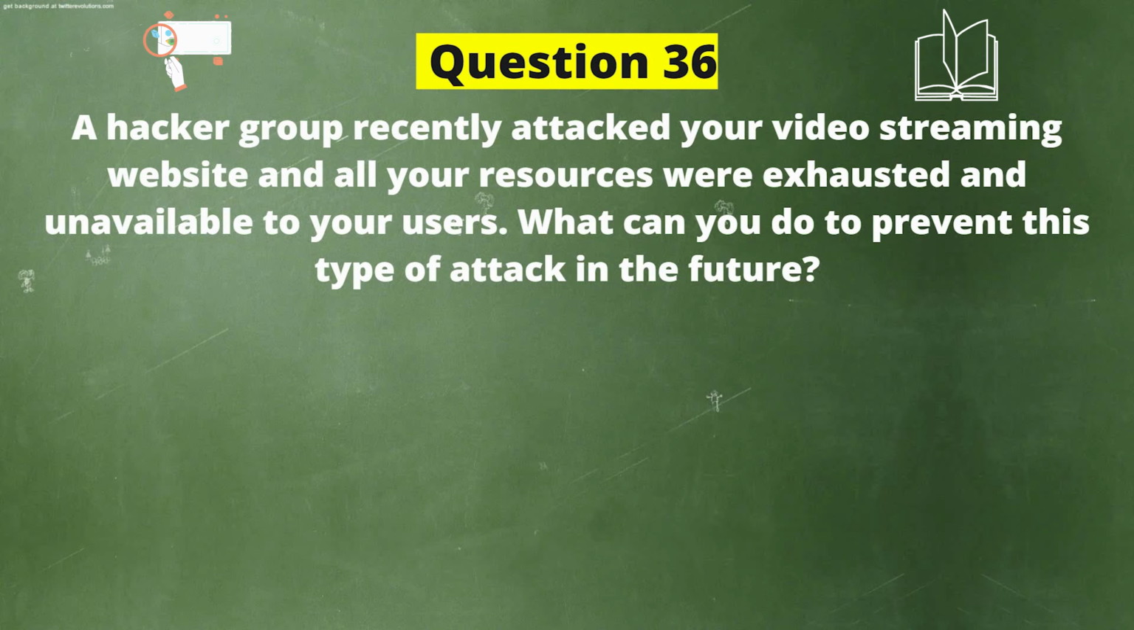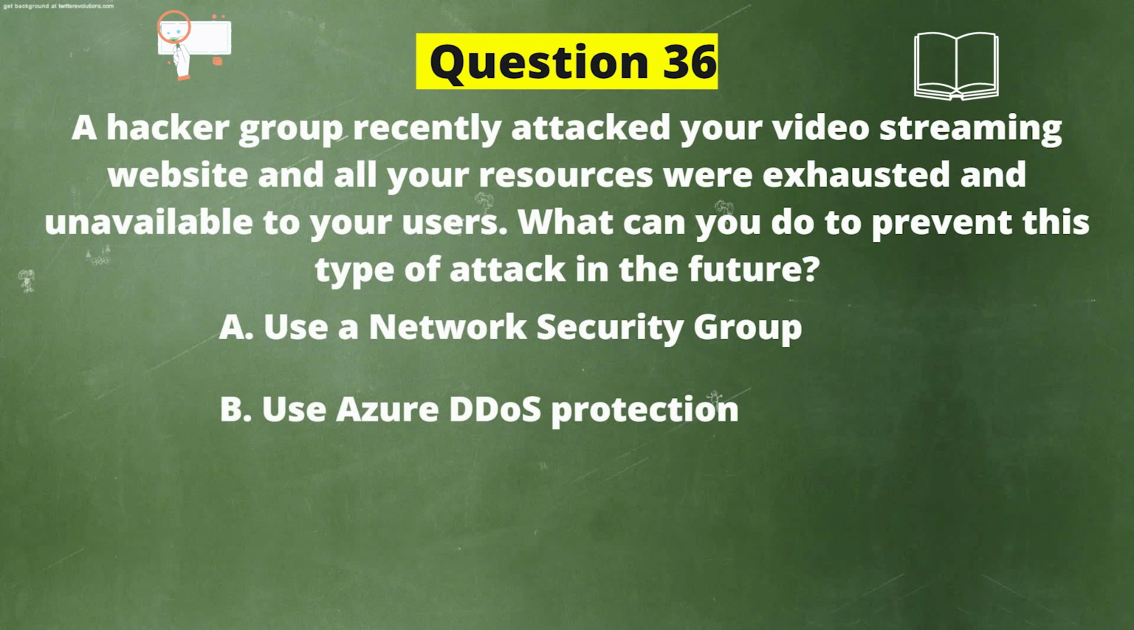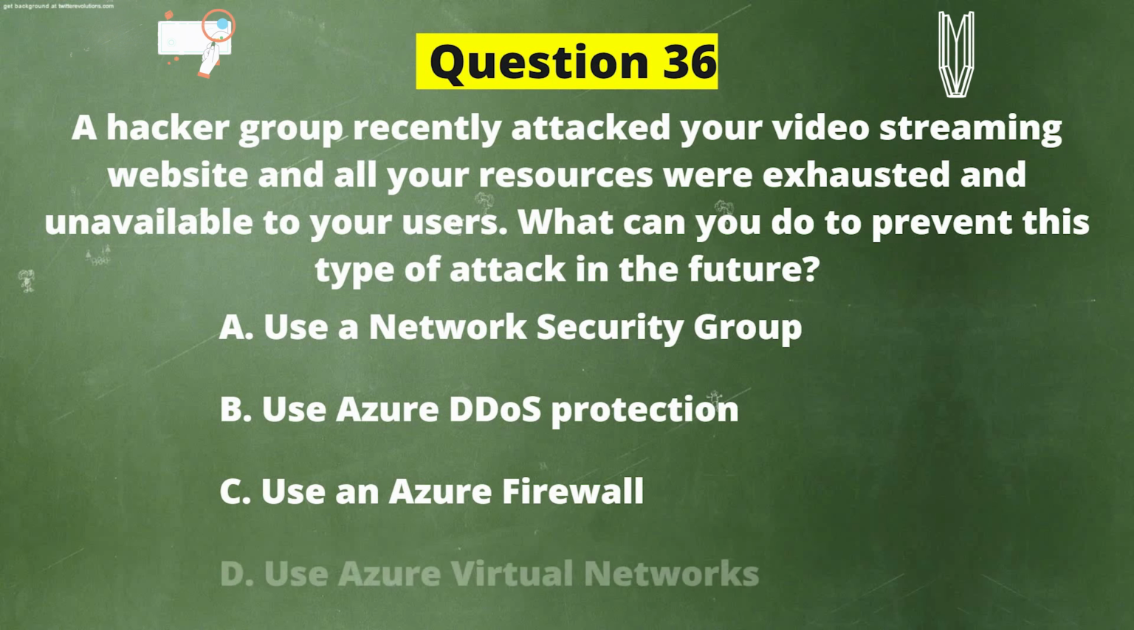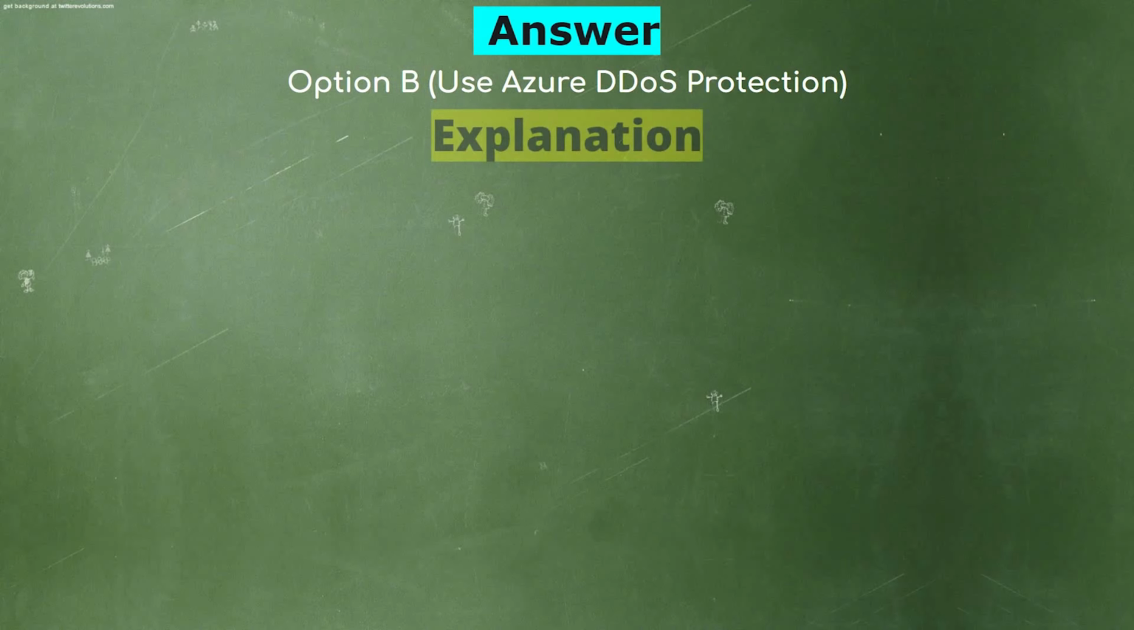Next question. A hacker group recently attacked your video streaming website and all your resources were exhausted and unavailable to your users. What can you do to prevent this type of attack in the future? Option A. Use a network security group. Option B. Use Azure DDoS protection. Option C. Use an Azure firewall. Option D. Use Azure virtual networks. And the correct answer is option B. Use Azure DDoS protection.